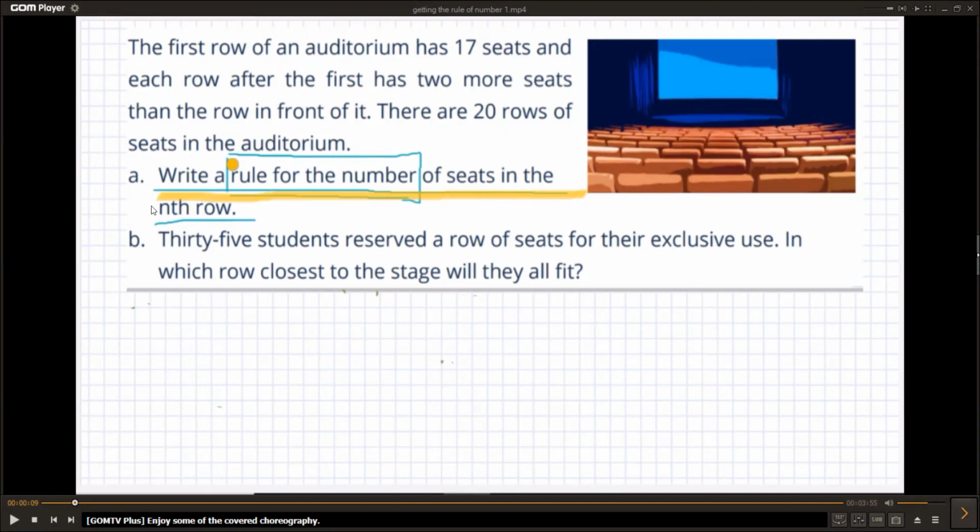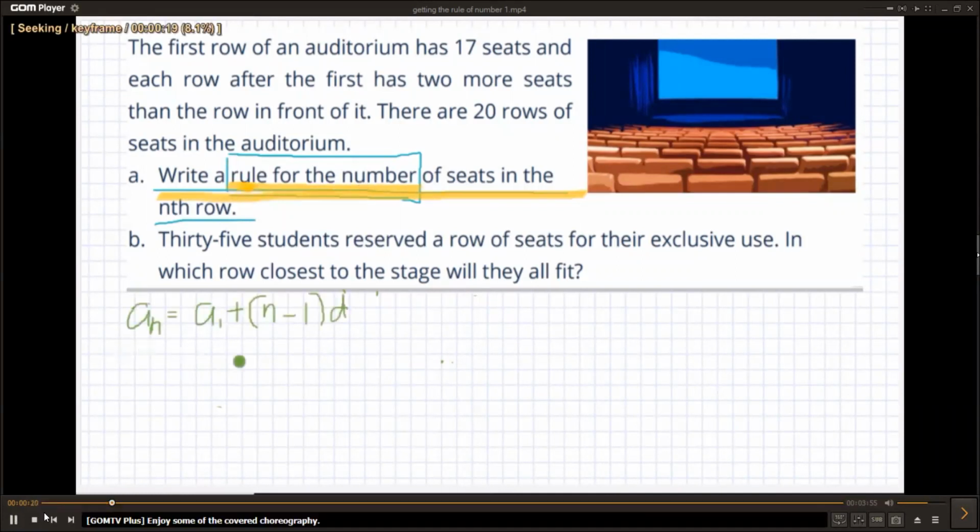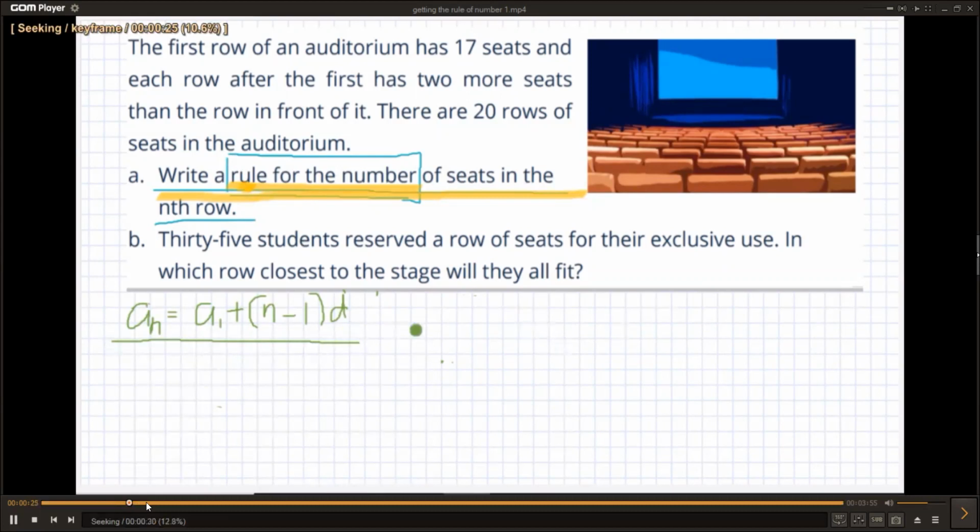But before I answer this question, I will be giving you another example on how to get the rule of the numbers. In getting the rule of the numbers, we need to use this formula of the arithmetic sequence. Using this formula, we just need an example arithmetic sequence.